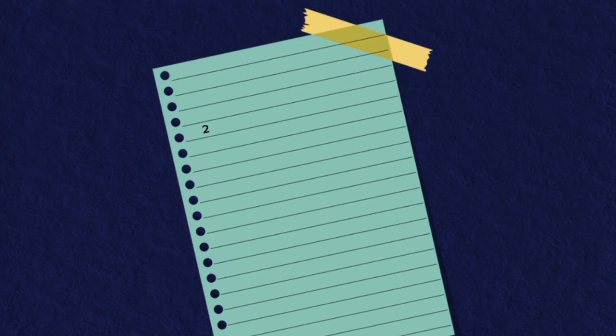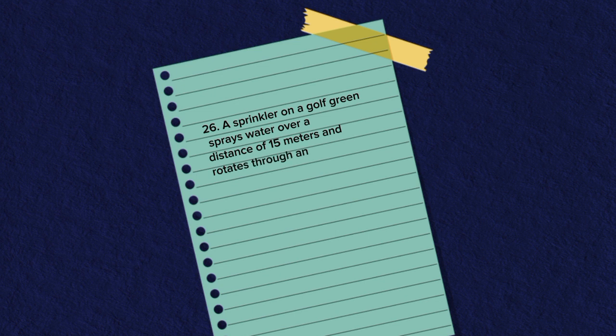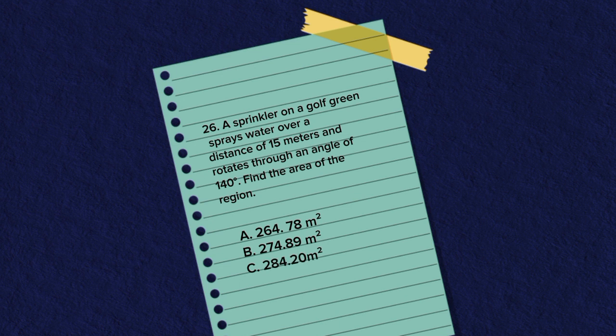Number 26. A sprinkler on a golf green sprays water over the distance of 15 meters and rotates through an angle of 140 degrees. Find the area of the region. Letter A, 264.78 square meters. Letter B, 274.89 square meters. Letter C, 284.90 square meters. Or letter D, 294.01 square meters.